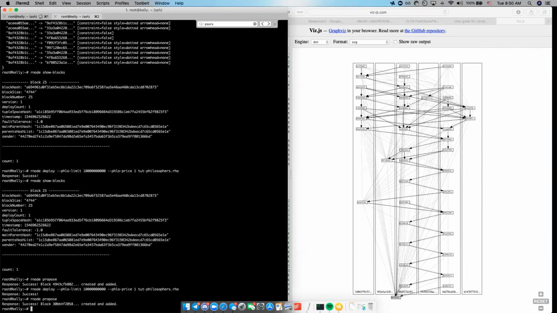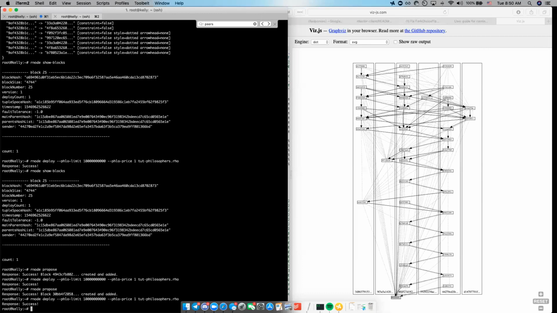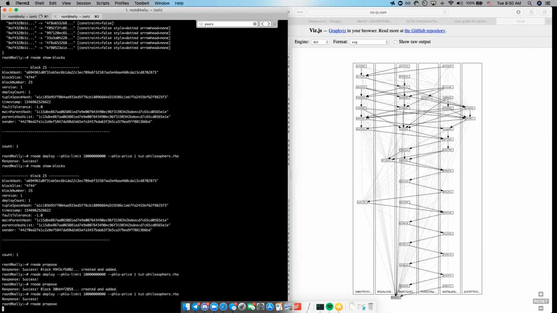So for now, the rule of thumb is put the price at 1 and give it a high flow limit, for example 1 billion or whatever. It will accept a lot. I'm not saying it's the reason, but that's the rule of thumb for deploying and proposing.